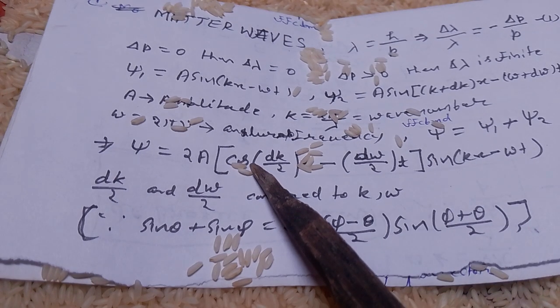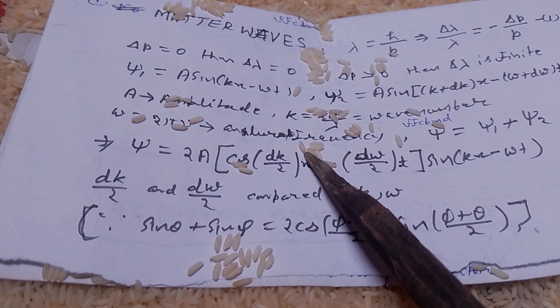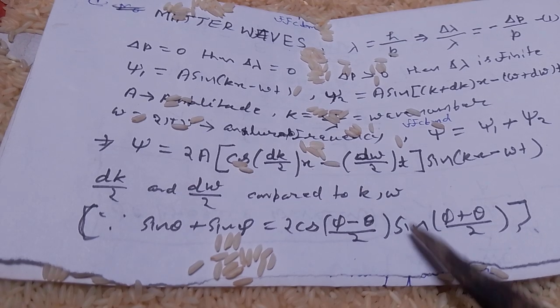Now we can see that psi has an envelope equal to 2a cos((dk by 2)x minus (d omega by 2)t), modulating the sine wave given by sin(kx minus omega t). First, see the figure.